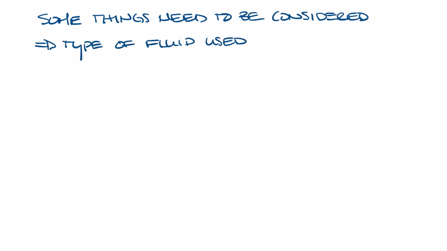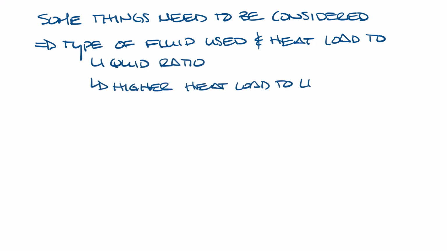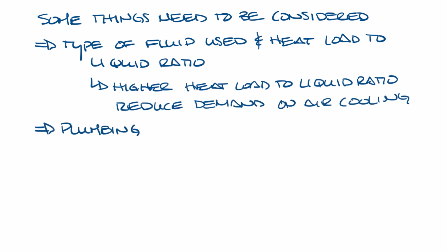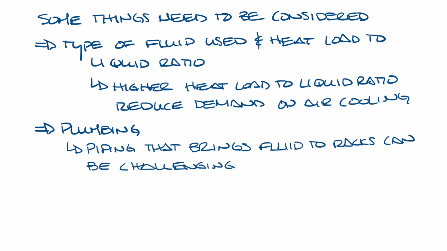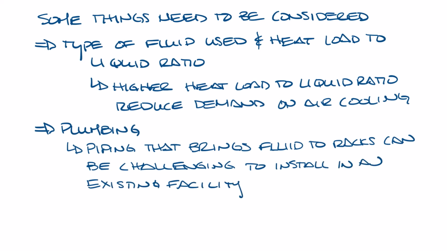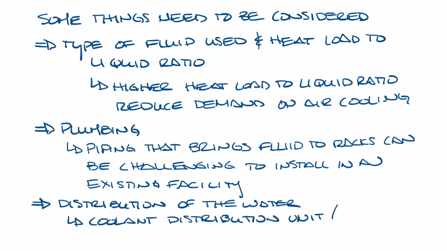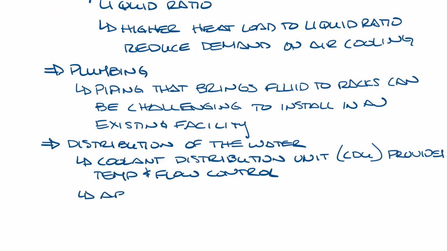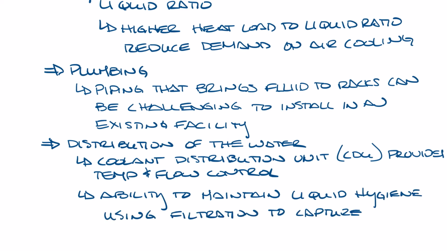One thing to consider is the type of fluid used and the heat load to liquid ratio. Higher heat load to liquid ratios reduce the demand on air cooling infrastructure. Another consideration is plumbing. The piping that carries the cooling fluid to the rack can be challenging to install in an existing facility. Another consideration is the distribution of the water. The key component in the water loop is the coolant distribution unit, the CDU. This provides temperature and flow rate control and the ability to maintain liquid hygiene by using filtration to capture debris in the water. Let's make room again.